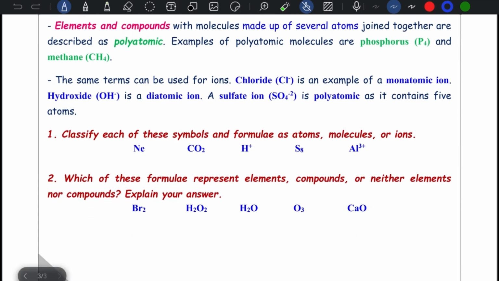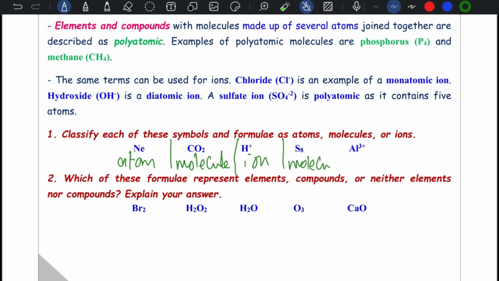Classify each of these samples and formulae into atoms, molecules, or ions. Let's start with neon. Neon is considered an atom. Carbon dioxide, molecule. Hydrogen positive, ion. S8, molecule, it's not an atom. And aluminium, ion.